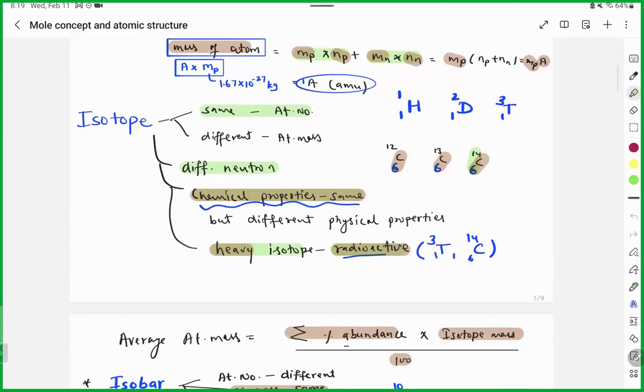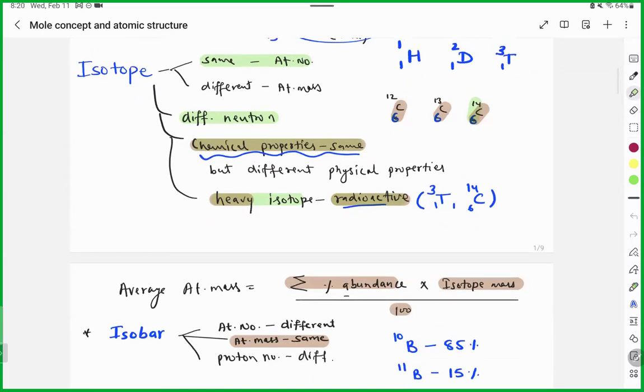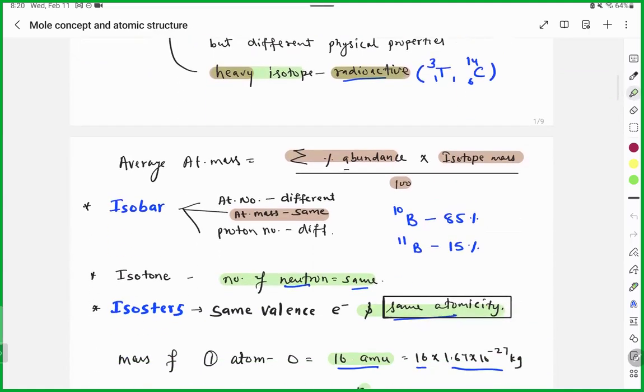You know isotope: same atomic number, different atomic mass, but chemical properties are same in case of isotope. Chemical property same, extremely important point. But physical property is different. Example, carbon C12 is highly stable, but carbon 14 is an isotope, a radioisotope. Radioactivity will be there. So physical properties are different, but chemically more or less it is same.